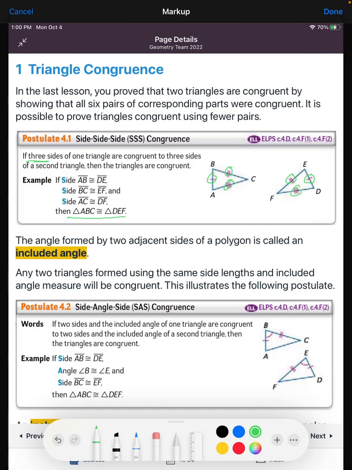The angle formed between 2 adjacent sides of a polygon is called an included angle. So adjacent sides would be like this side, and the angle formed between the two would be this angle. So any two triangles formed using the same side lengths and included angle measure will be congruent. And this proves the side angle side congruence. That tells us if 2 sides and an included angle of one triangle are congruent to 2 sides and the included angle of a second triangle, then the triangles are congruent or equal to each other.